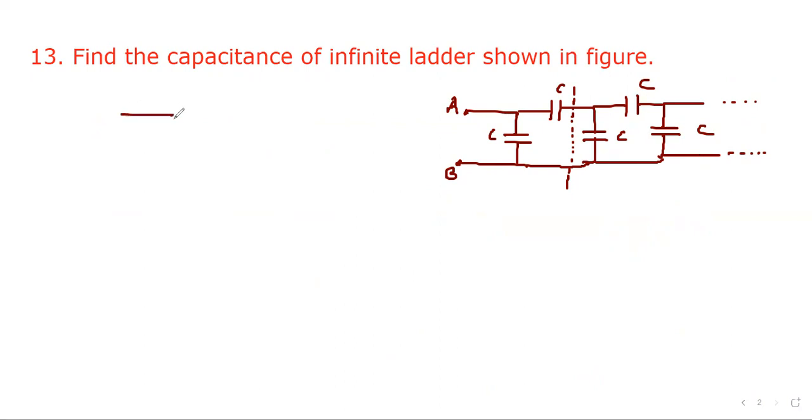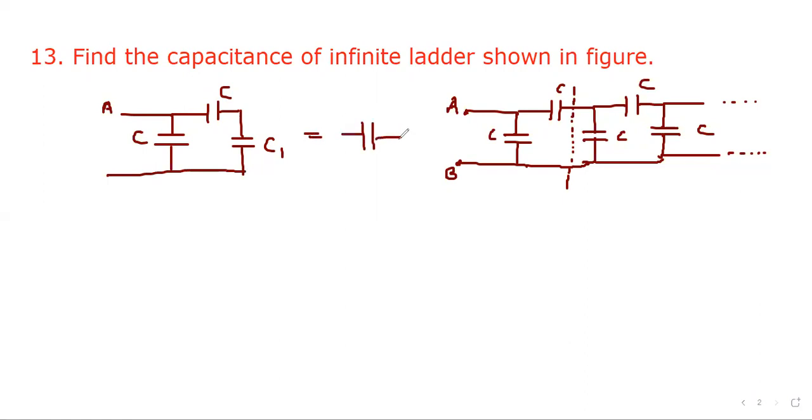So equivalent circuit will be, this point is A, here this is C, this is C, and here this portion is replaced by C1. And we assume that this is equivalent to a capacitance C1. So C1 equal to, these two capacitances are in series, so equivalent capacitance will be C C1 divided by C plus C1, and then the same is in parallel with this C. So equivalent capacitance can be written as C1 equal to C plus C C1 divided by C plus C1.